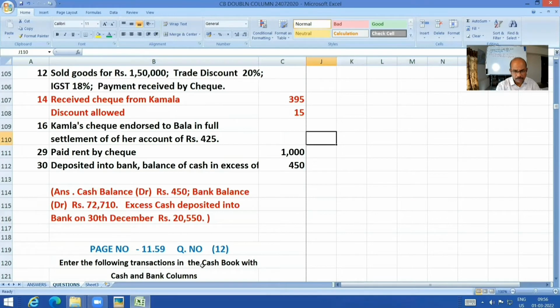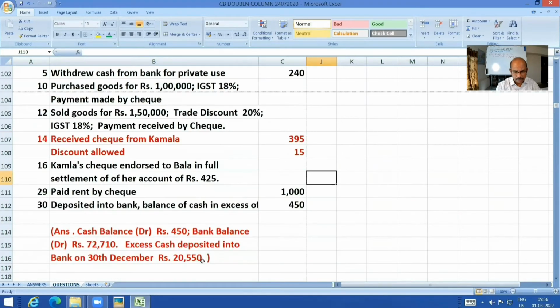Balance also. The answer has been given: cash 450, bank 72,710, and there's an adjustment of 20,550. I'll explain all this. Fine, let's deal with the answer.